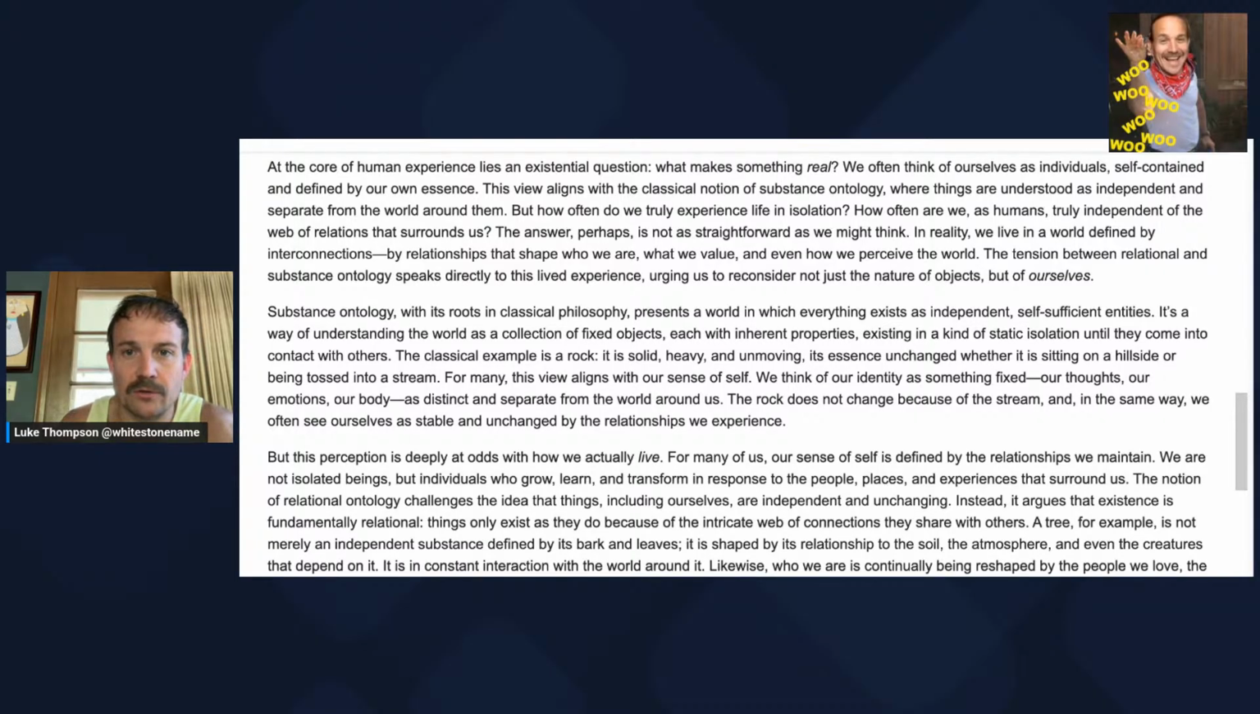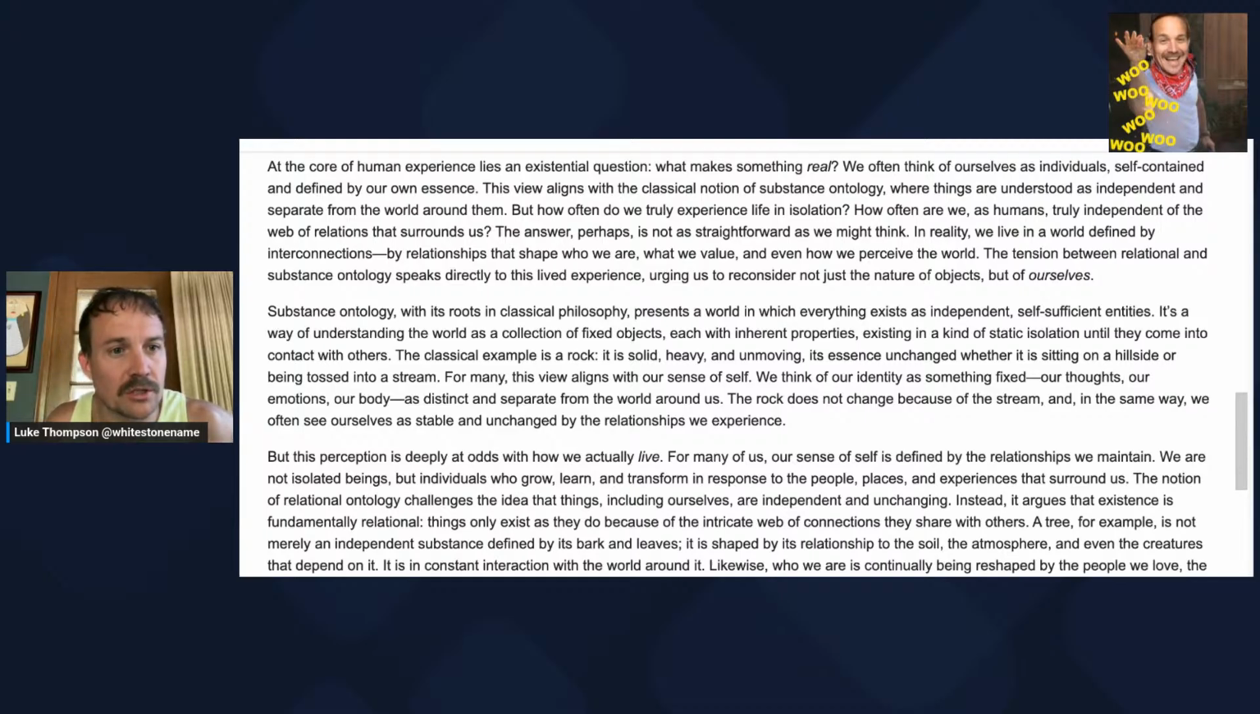This view aligns with the classical notion of substance ontology, where things are understood as independent and separate from the world around them. But how often do we truly experience life in isolation? How often are we as humans truly independent of the web of relations that surround us? The answer, perhaps, is not as straightforward as we might think. In reality, we live in a world defined by interconnections, by relationships that shape who we are, what we value, and how we perceive the world.